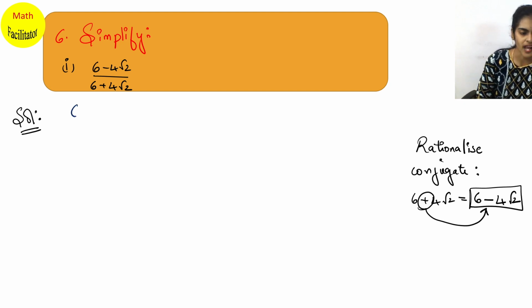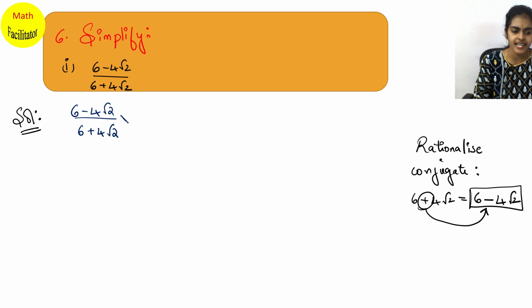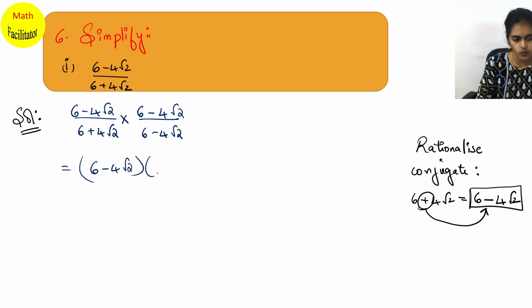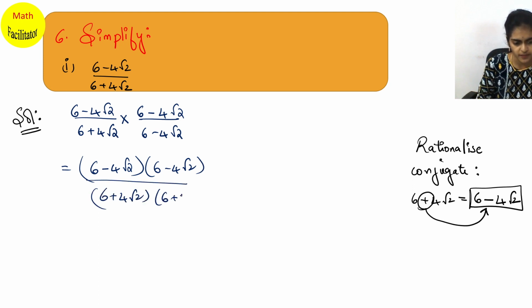So I have 6 minus 4 root 2 divided by 6 plus 4 root 2. Now, as I told you, you will multiply and divide this with the conjugate. The conjugate of this denominator is 6 minus 4 root 2. So now what happens? This is nothing but (6 minus 4 root 2) into (6 minus 4 root 2). Let me write one more step. It is (6 minus 4 root 2) into (6 minus 4 root 2) divided by (6 plus 4 root 2) into (6 plus 4 root 2).